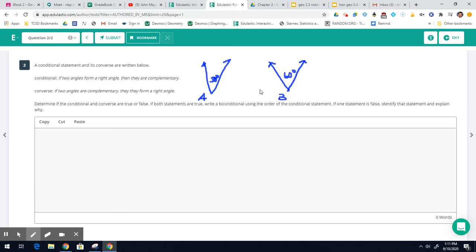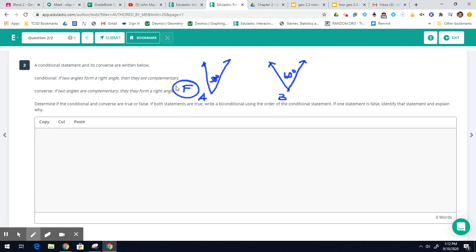So right now, do these two angles form a right angle? No. If I slid them together, would they? Yes. But they're not together. They're not adjacent. They're apart. But they are complementary, right? Yeah, 30 plus 60 is 90. So these two angles are complementary, but they don't form a right angle. This proves this converse is false.